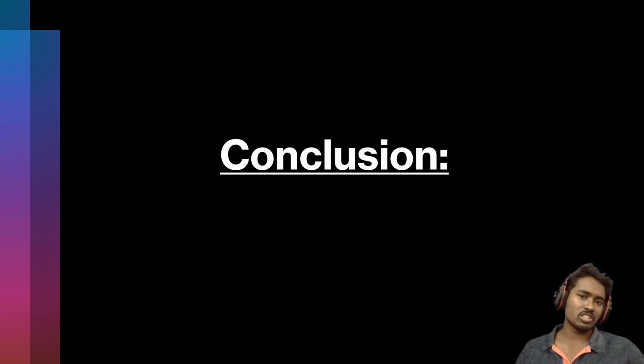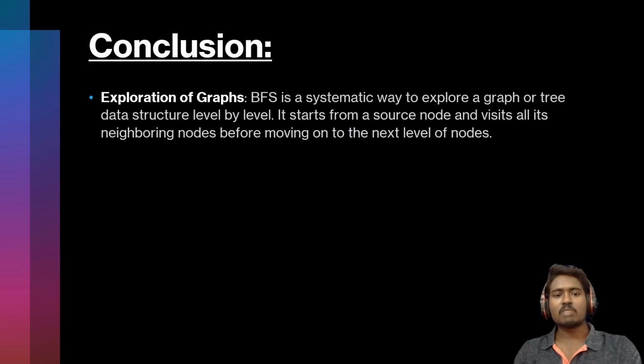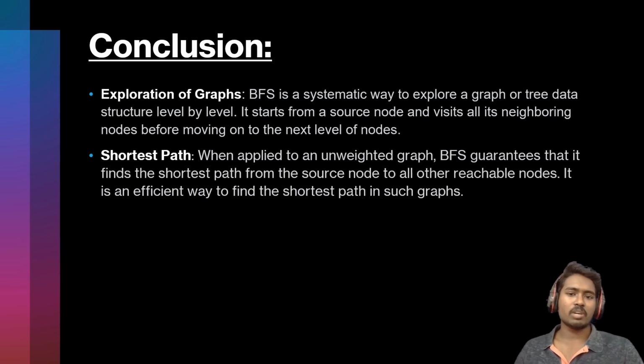Now, what is the conclusion? We came to the conclusion. Now, exploration of the graphs. BFS is a systematic way to explore a graph or tree data structure level by level. It starts from a source node, then visits all its neighboring nodes before moving on to the next level of nodes. Now, shortest path, as I told you before, when applied to an unweighted graph, the BFS guarantees that it finds the shortest path from the source node to all the other reachable nodes. It is an efficient way to find the shortest path in graphs.